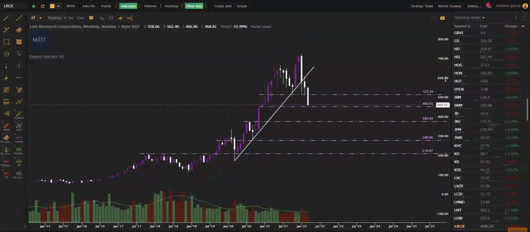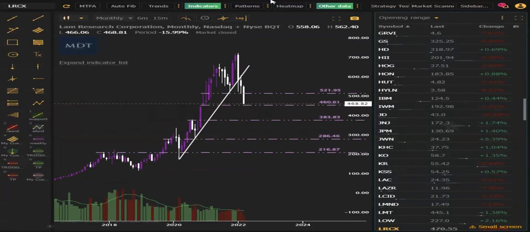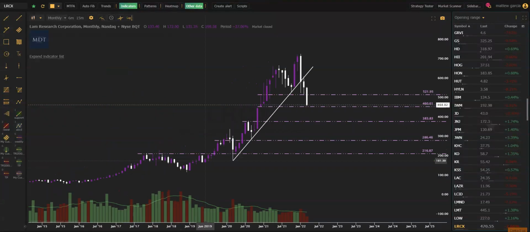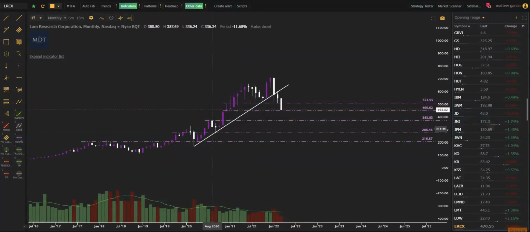So here's another one, right? LRCX, right? So when you're looking at this name, pretty straight up, pretty unsustainable growth, if you ask me, in these times we're in right now. And we made a 320% move from March 2020 to January 2022, right? So 2 years, 320% growth, no real pullbacks, all rippers, right?